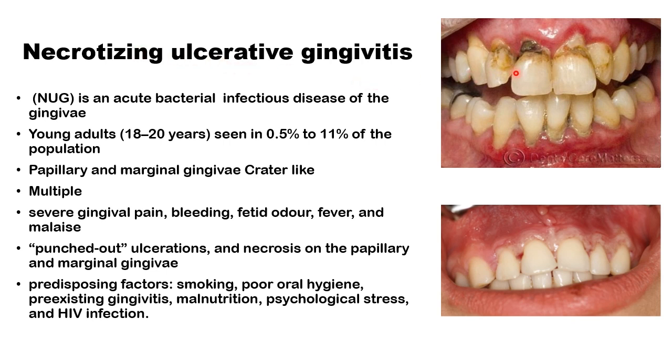This will cause multiple ulcers in the interdental papillae or the gingival margins. They are caused by bacterial infection with predisposing conditions in the gingiva, including smoking, poor oral hygiene, gingivitis, malnutrition, psychological stress, or HIV infection. They give rise to severe pain in the gingiva. They also give rise to halitosis and bleeding from the gums. The ulcers are punched out, with a crater and a necrotic base.